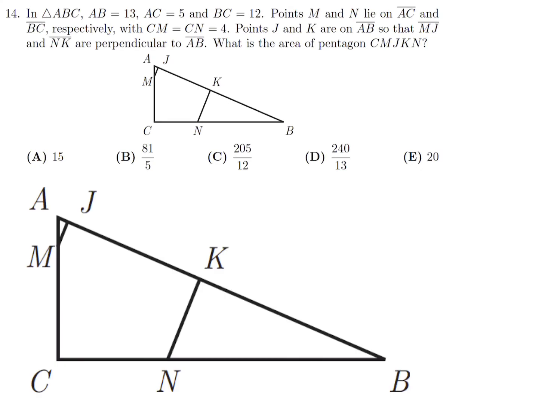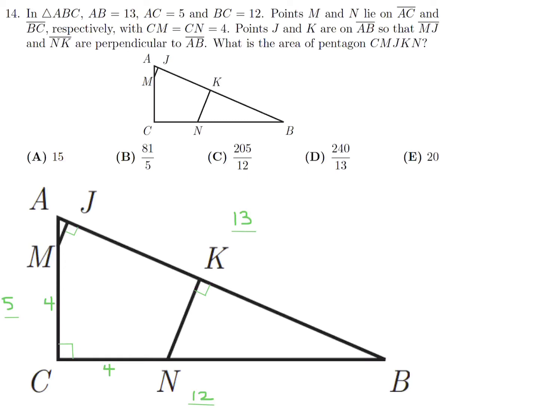So here's my diagram blown up a bit, and I'm going to start labeling everything they gave us. We know that this is 13. We know that this is 5. And this is 12. And this MC is 4. CN is also 4. And we are told that these are right angles in here. This is a right angle. This is a right angle. And also, since 5, 12, and 13 have a Pythagorean relationship, this is a right angle.